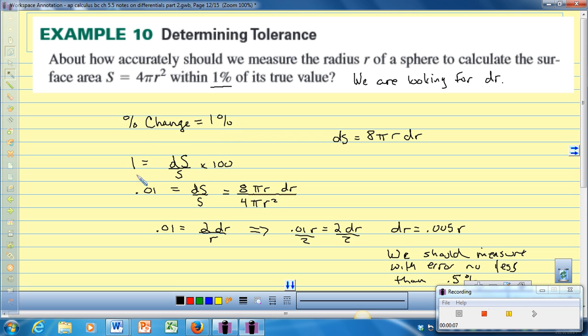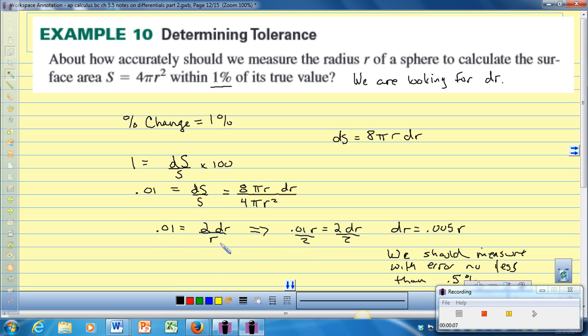So I worked backwards from percent change. 1 equals ds over s times 100. Divide by the 100, and we have 0.01 equals ds over s. ds is going to be the derivative of the surface area equation written in differential form. So ds is equal to 8 pi r dr. Surface area is 4 pi r squared, and we simplify and solve for our dr.